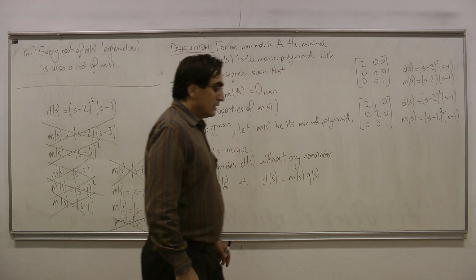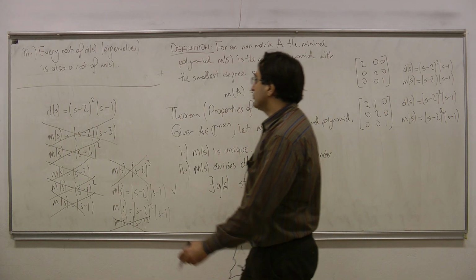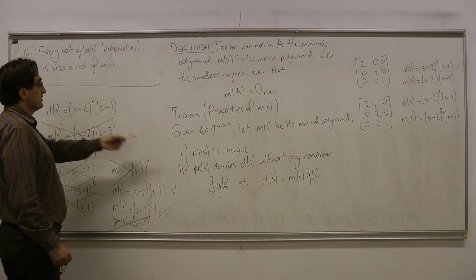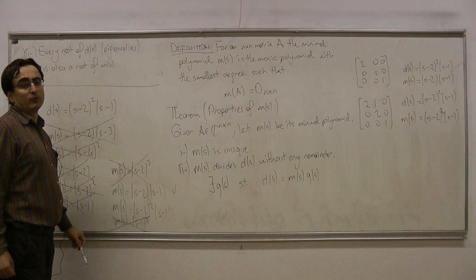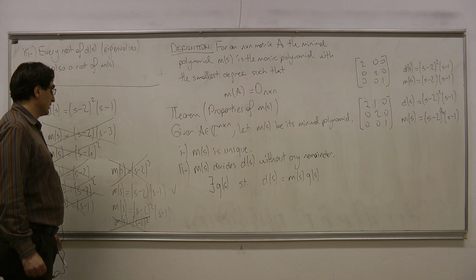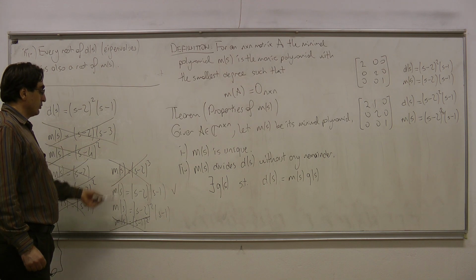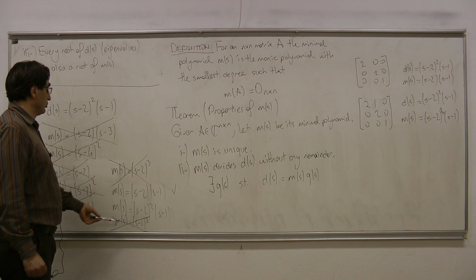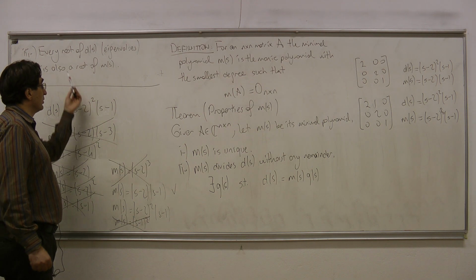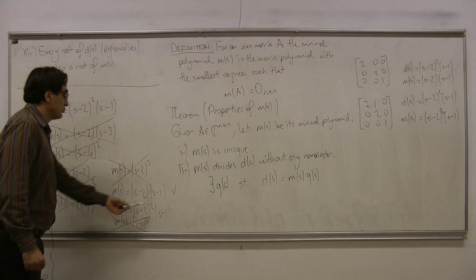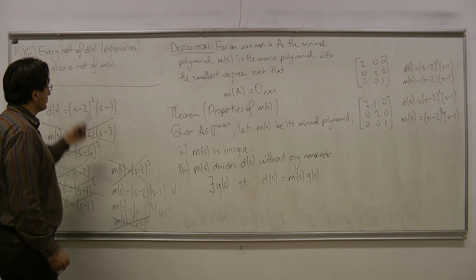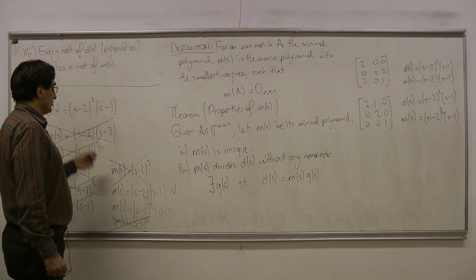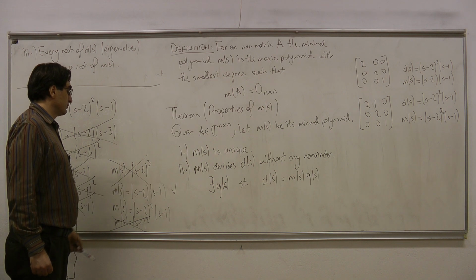Okay? So you see that when you start with a d of s, by using these three properties of the minimal polynomial, you can really eliminate lots of polynomials here. These cannot be minimal polynomials because they violate at least one of these properties. So you see that these two do not violate the third property either, because the roots of d of s are 1 and 2, and the roots of m of s are 1 and 2 again.